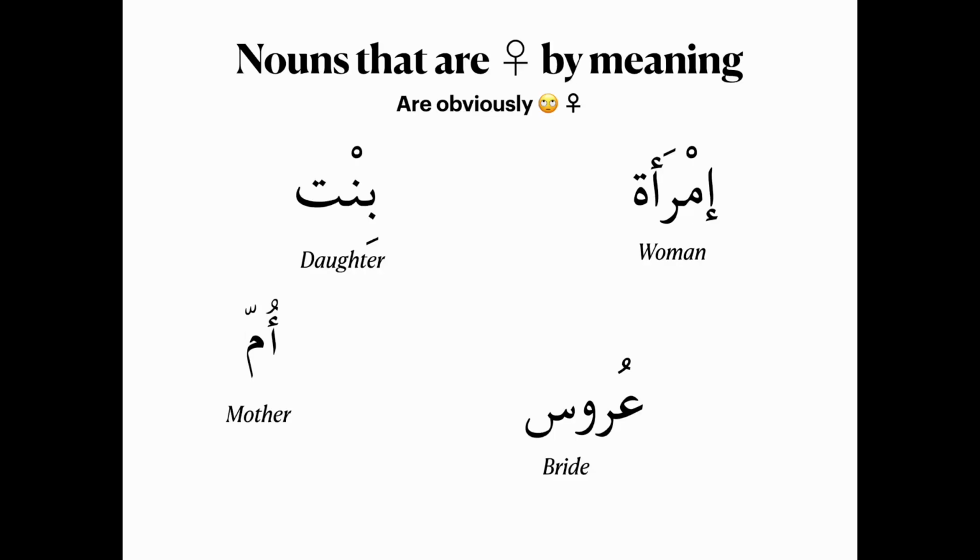So obviously, nouns that are feminine by meaning, anything that refers to female figures or female people, are obviously going to be feminine, even though they don't look feminine. For instance, bint is daughter, imra'a is woman, umm is mother, and urus is bride, right? And they all refer to female human beings. So they are, of course, feminine.